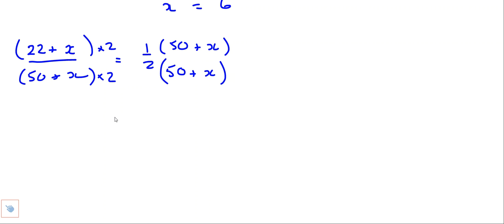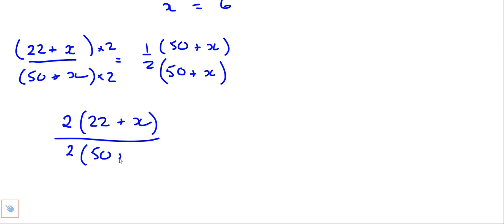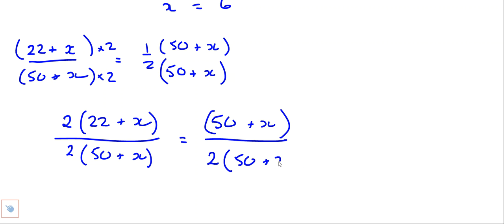So what I'm doing now is still cross multiplication, but going at it in a different method. So what I end up with now is 2 times 22 plus x over 2 times 50 plus x, is equal to 50 plus x over 2 times 50 plus x. Now this is the point at which there's no maths necessarily, but a little bit of understanding.